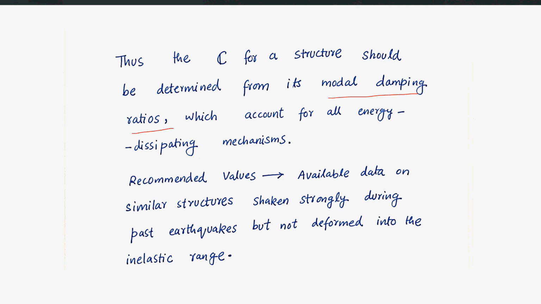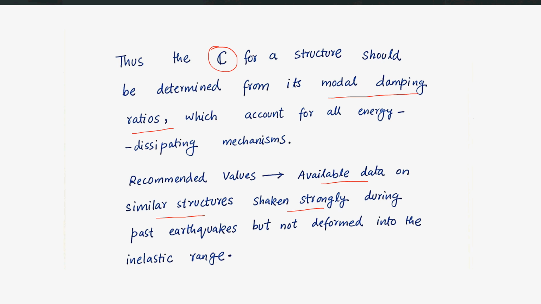Some of the examples were shown in the last slide. So you define these values considering in mind all those energy dissipating mechanisms and use those modal damping ratios to construct the C matrix. These modal damping ratios, again, I would say that they should come from recommended values, and those recommended values should be based on the available data on similar structures shaken strongly during past earthquakes but not deformed into the inelastic range.